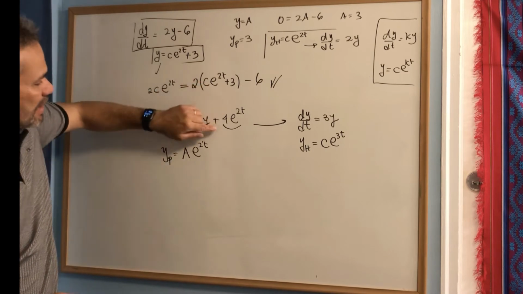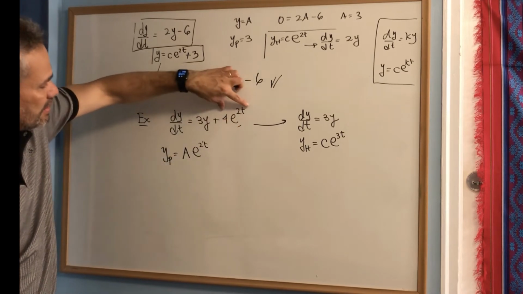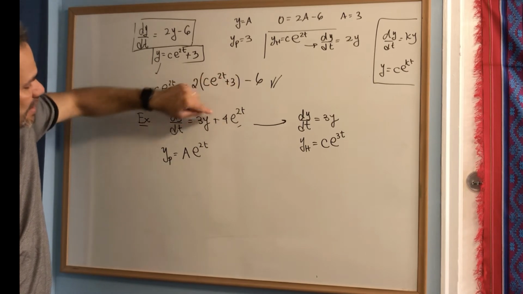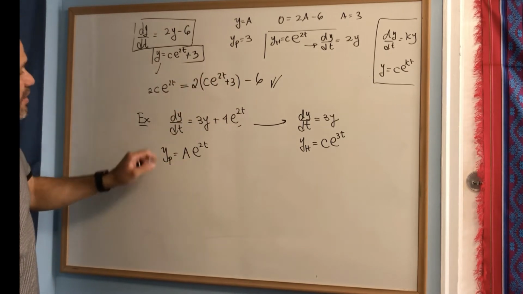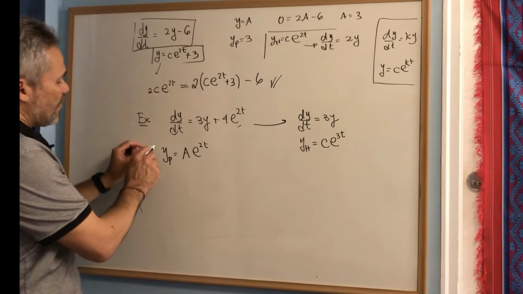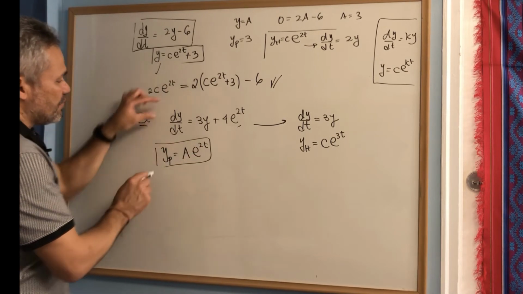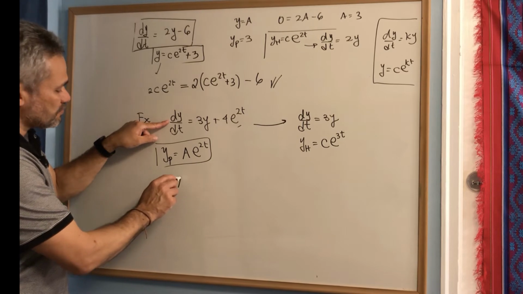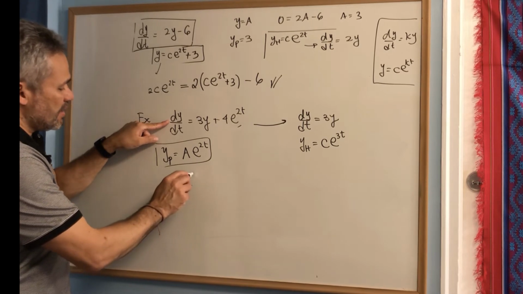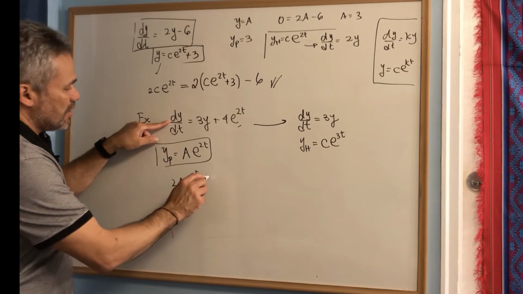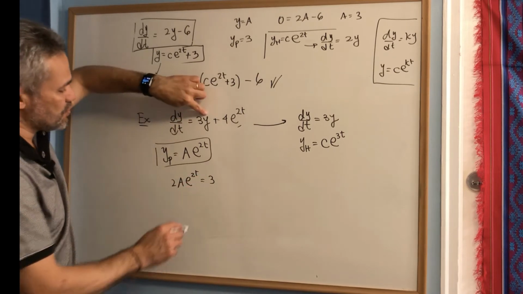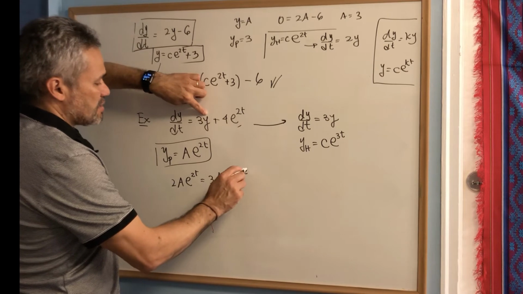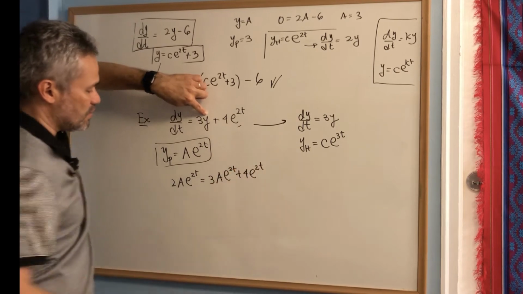And let's see what happens. It is an exponential function of the form e to the 2t times just a number. If I want this to be a solution of this differential equation, when I take the derivative, I get 2a e to the 2t equal to 3 times the function, a e to the 2t, plus 4 e to the 2t.